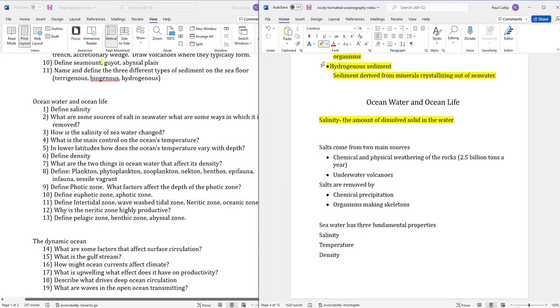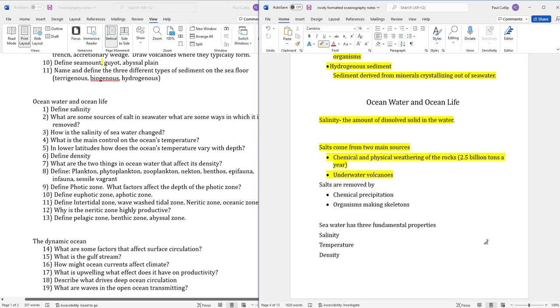Now, where does it come from? Well, it comes from two places, right? First of all, mostly it comes from chemical and physical weathering of rocks on land, right? So you break down rock chemically and physically, and that washes into the ocean where it accumulates, and hence you get salty water, right? At any given time, the rivers flowing into the ocean are mostly fresh water, but they do have a little bit of salt, and that salt accumulates in the ocean.